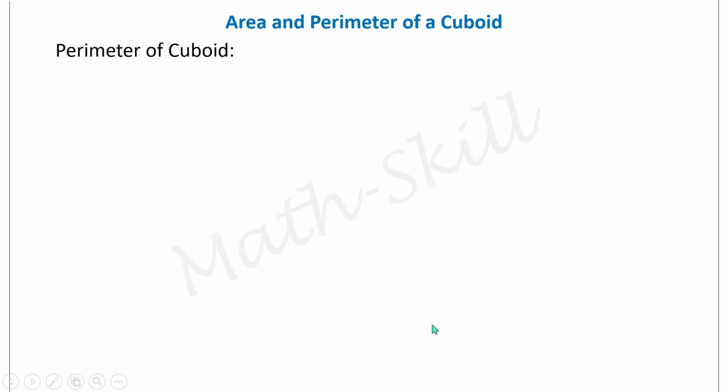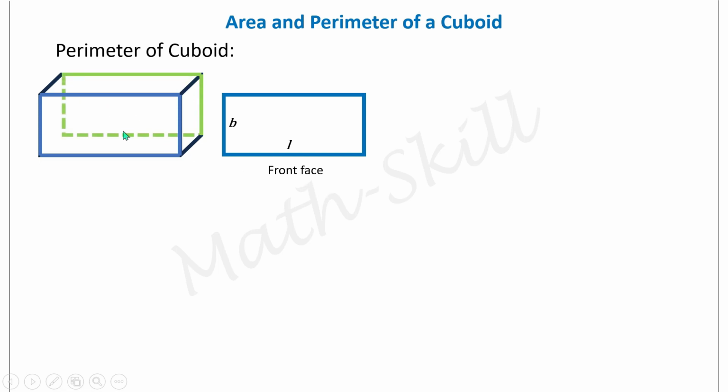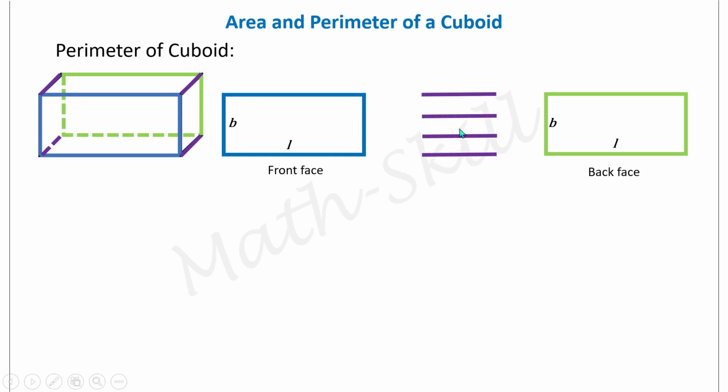Now, let us see how to find out the perimeter of a cuboid. Let us draw the cuboid again. So, a cuboid has 6 different rectangular faces. Let us consider the first face, that is the front face, which is colored in blue here. The blue colored face is the front face, which is inclusive of dimensions length and breadth, represented by L and B. Also, the backside face, which is colored in green here, is also inclusive of dimensions L and B. The back and the front faces, that is the blue and the green faces, are connected by the purple colored edges, that is the 4 edges which are the height H.